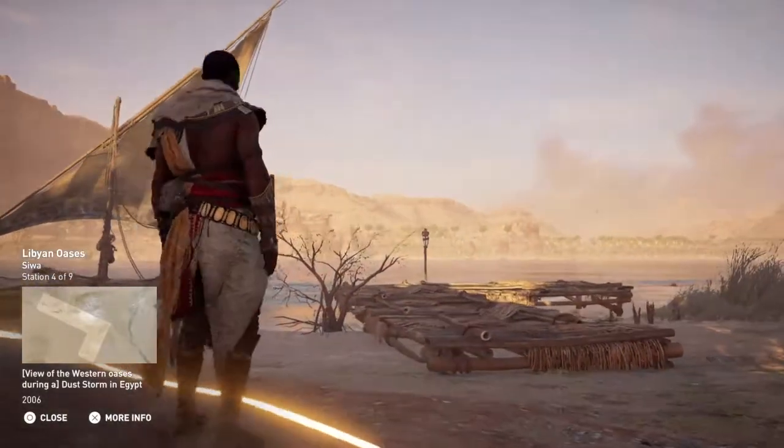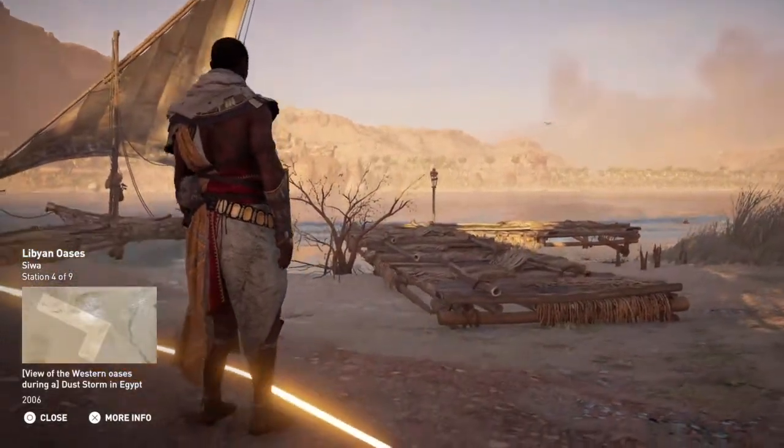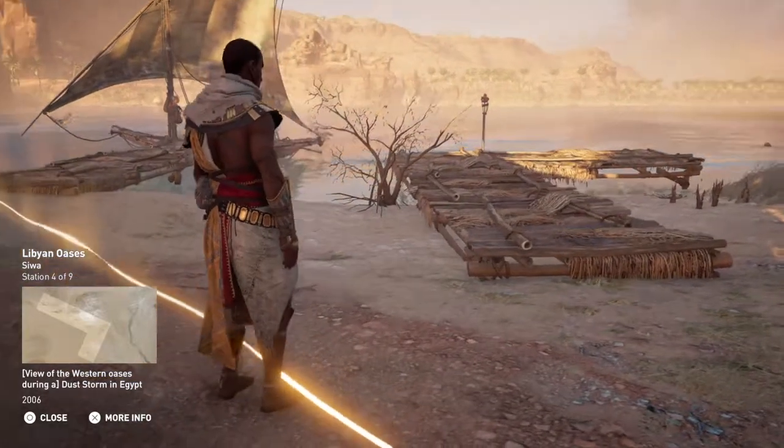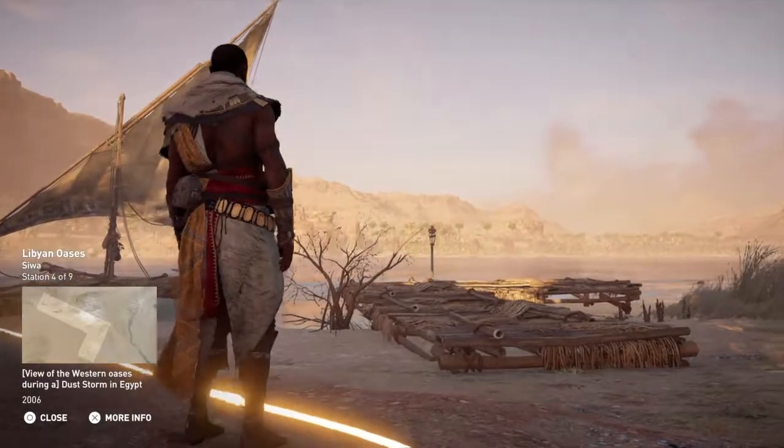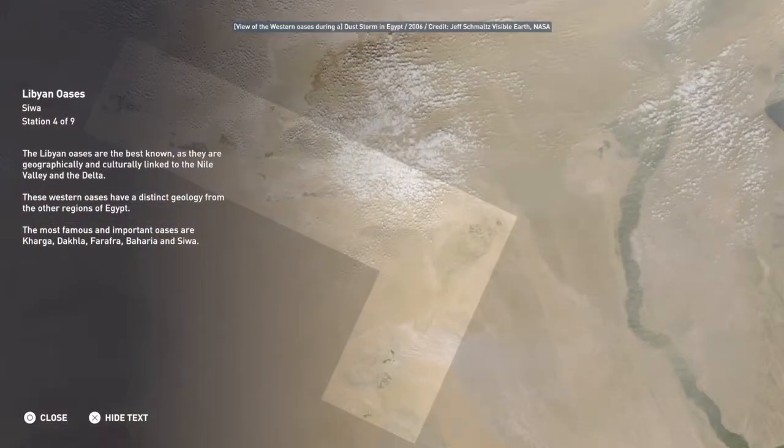The Libyan oases are the best known, as they are geographically and culturally linked to the Nile Valley and the Delta. These western oases have a distinct geology from the other regions of Egypt. The most famous and important oases are Kharga, Dakhla, Farafra, Baharia, and Siwa.